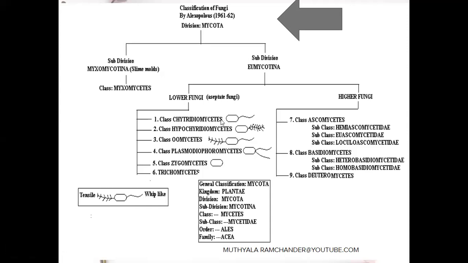Smooth flagellated spores are developed in Chytridiomycetes. Tinsel flagella are developed in Hypochytridiomycetes. Both types of flagellated spores are developed in Oomycetes. Many whiplash flagella are developed in Plasmodiophoromycetes. We followed one systematic arrangement, the general classification of Mycota.